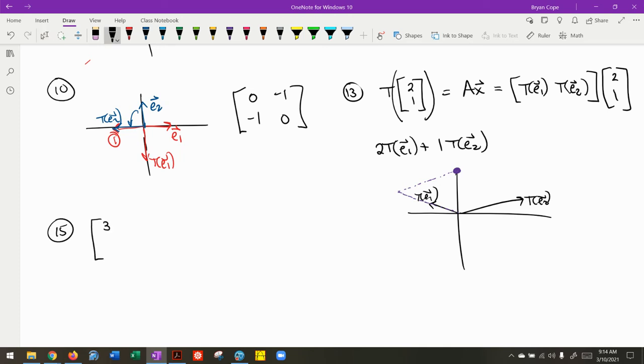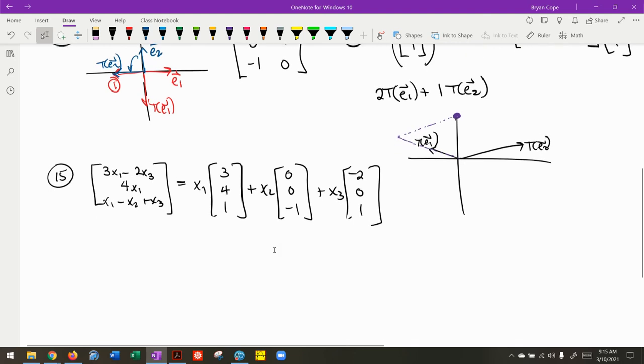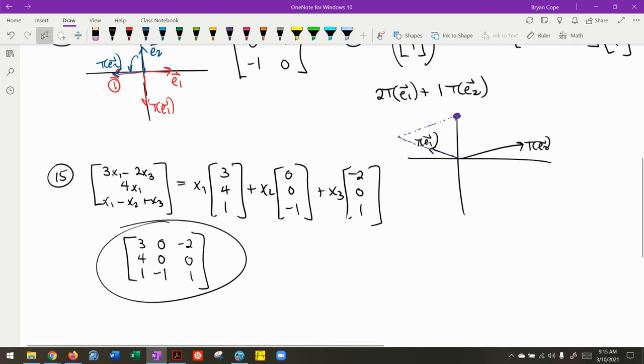But if we simply decompose the output vector, here's what I mean by that. Let me write the output vector first. Let's write this as a linear combination of 3 vectors: x1 times (3, 4, 1) plus x2 times (0, 0, -1) plus x3 times (-2, 0, 1). Look what we have. We have a linear combination of 3 vectors, which can be written as a matrix vector product. So the first column of our matrix is the first vector in this linear combination, then the second column, and the third column. So this is the matrix which accomplishes that transformation.